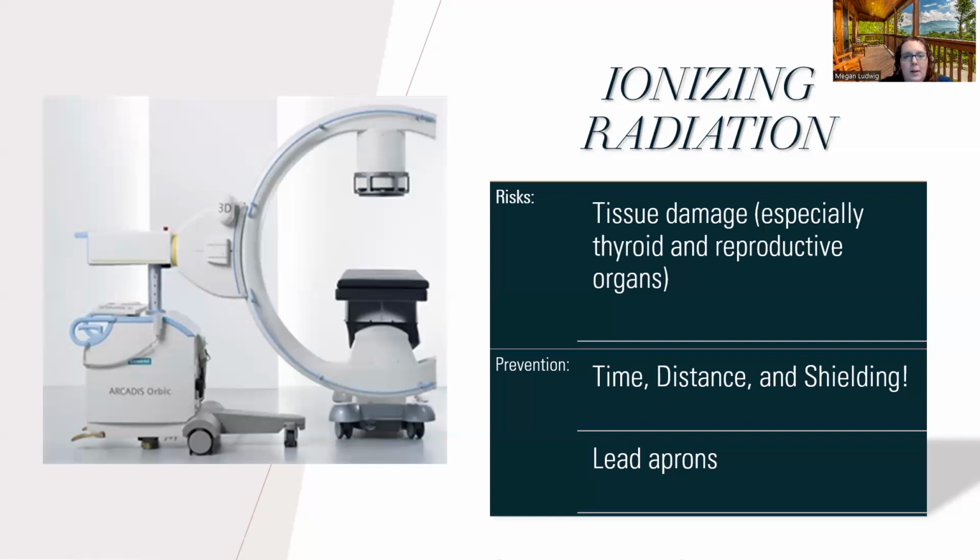So how do we prevent that damage? It's important to remember time, distance, and shielding. The amount of time you're exposed, we want to limit. Distance, we want to stay at least 6 feet away from the machine as it's being used. And then shielding is going to be your lead aprons. Yes, they're very heavy. Sometimes they're a pain to wear during a case, but it is important for you to do that. We also have a lead apron that goes over the thyroid. It's just smaller, that will protect your thyroid if you still have one.